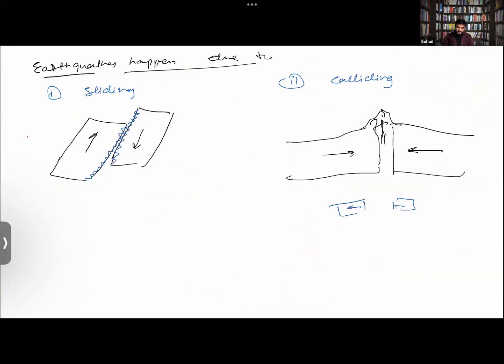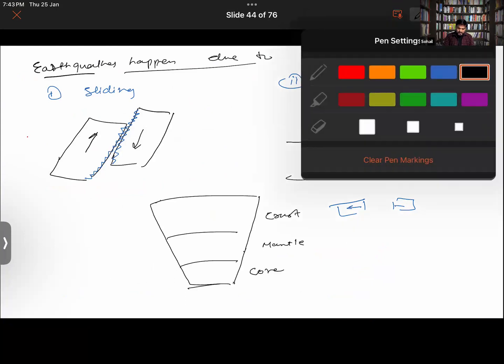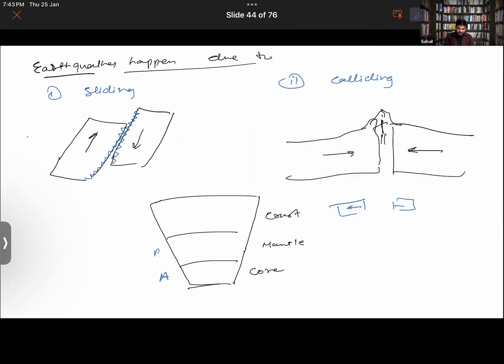Let me ask one more question. I have the core, mantle, and then this is the crust. Now do tell me what is A, what is B, what is C? I'm asking about the composition here. Everyone has to say. Let's say now, I will assign. A, Arhan, you tell me. B, Moaz and Ahmed, both of you will tell me. And C, Arham, you tell me.